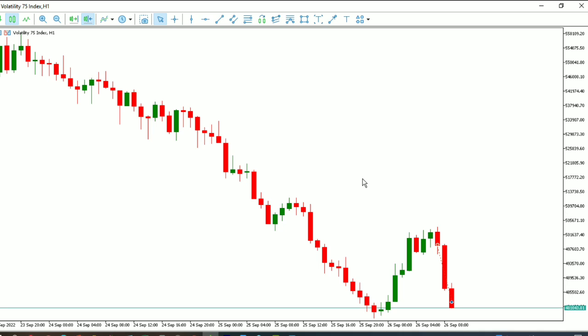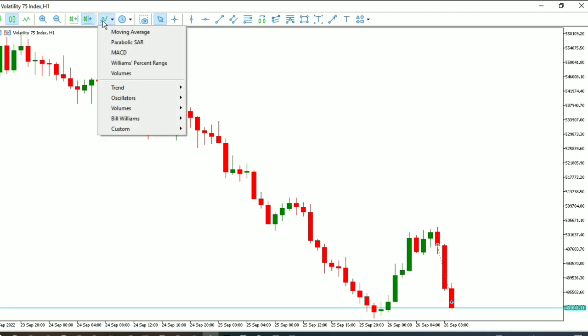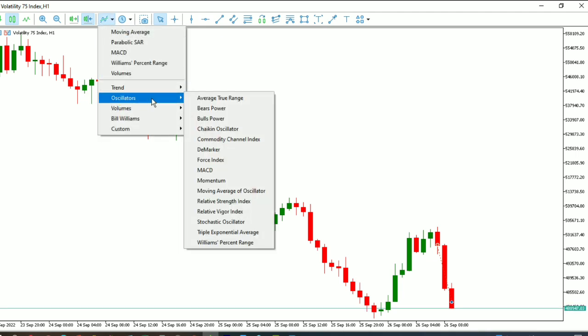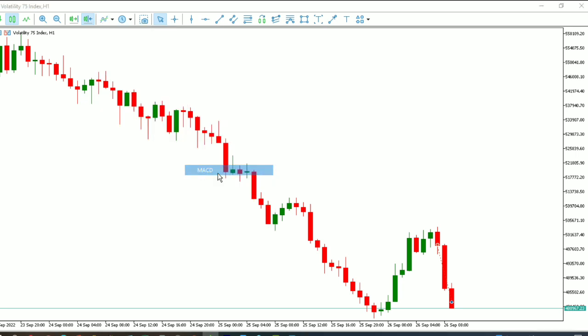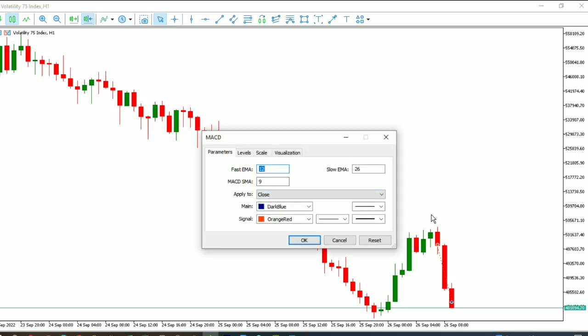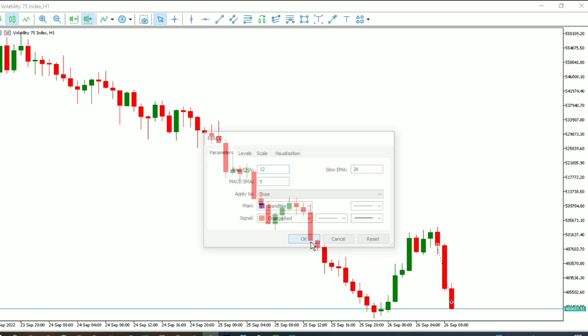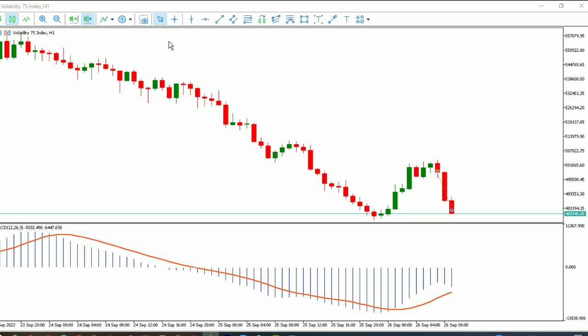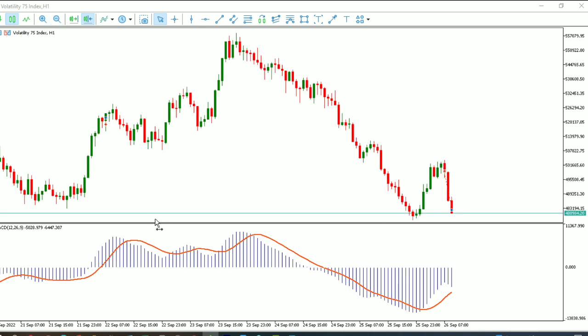The first indicator that you are going to use is the MACD. To put the MACD, you just go to indicators, go to oscillators, and then you select the MACD. The settings for the MACD are going to be the default settings. You don't change anything on the MACD. All you need to do is make sure that you have 12, 26, and 9, and then we are going to click done. Once you do this, you are going to see your MACD right here.